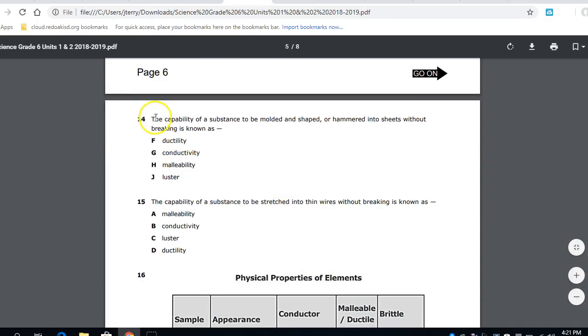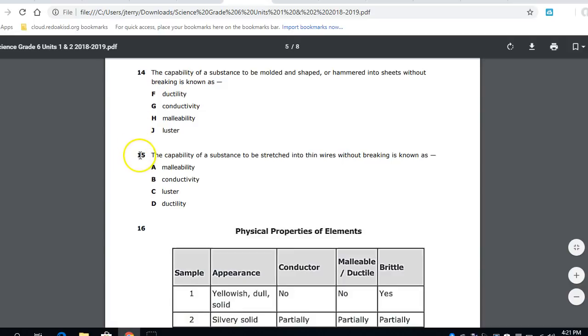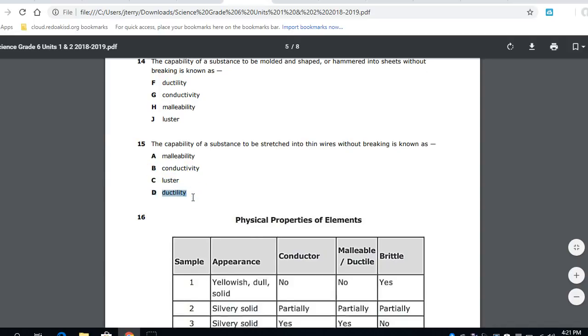Number 14. The capability of a substance to be molded and shaped or hammered into sheets without breaking is known as: F, ductility, G, conductivity, H, malleability, J, luster. Number 15. The capability of a substance to be stretched into thin wires without breaking is known as: A, malleability, B, conductivity, C, luster, D, ductility.